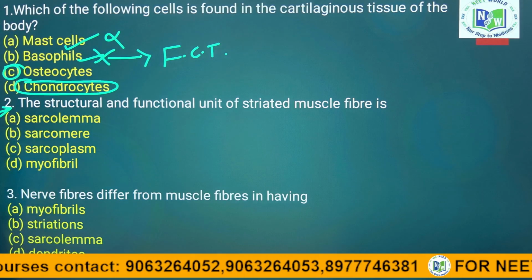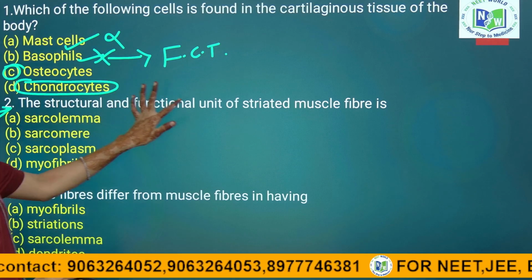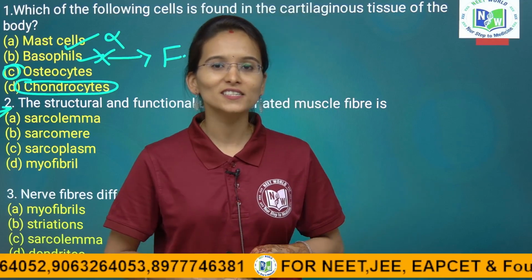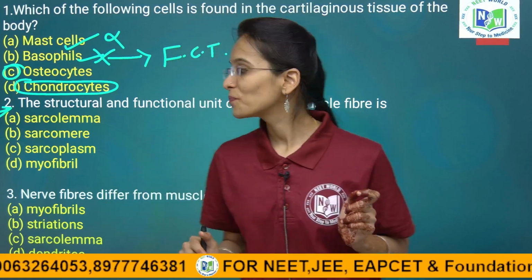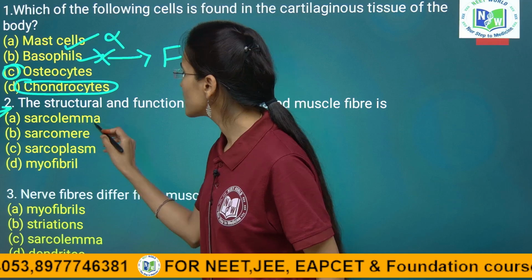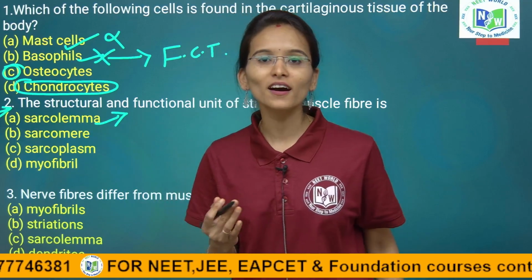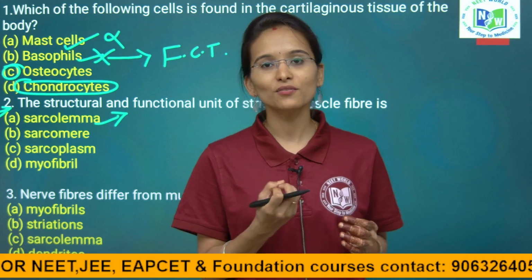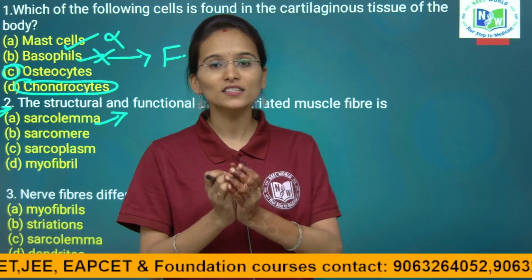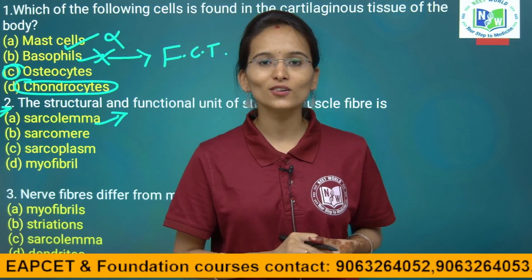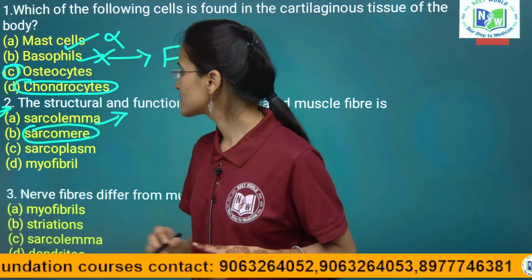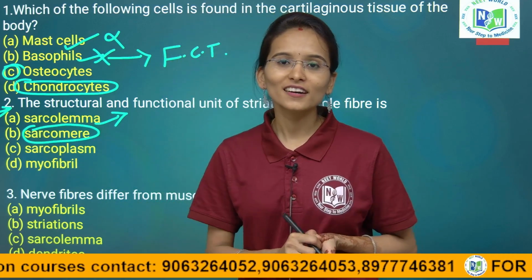And next, coming towards the second question: the structural and functional unit of striated muscle fiber is. This question is especially related to the muscle tissue. The given options are, option A is sarcolemma. What is sarcolemma? It is a membrane which surrounds the muscle fibers. The group of muscle fibers is surrounded by a membrane called sarcolemma, and option B is the sarcomere. This will be the correct option, students.